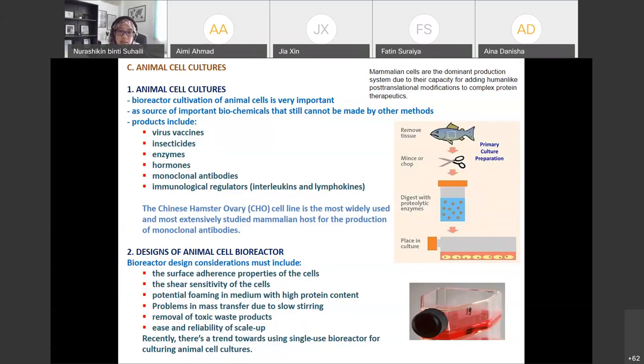So that's why in certain cases, especially pharmaceutical products, they are mostly produced by animal cell cultures, because animal cell cultures have more mechanisms that can prepare the products so that they are very close to natural properties, so that they can be used by normal humans, like therapeutic proteins. Okay, so these are some examples of products that are produced by animal cell cultures. Antibodies, you can see that most of them are therapeutic proteins used for treating diseases, vaccines, insecticide, enzymes, hormones, emotional regulators.